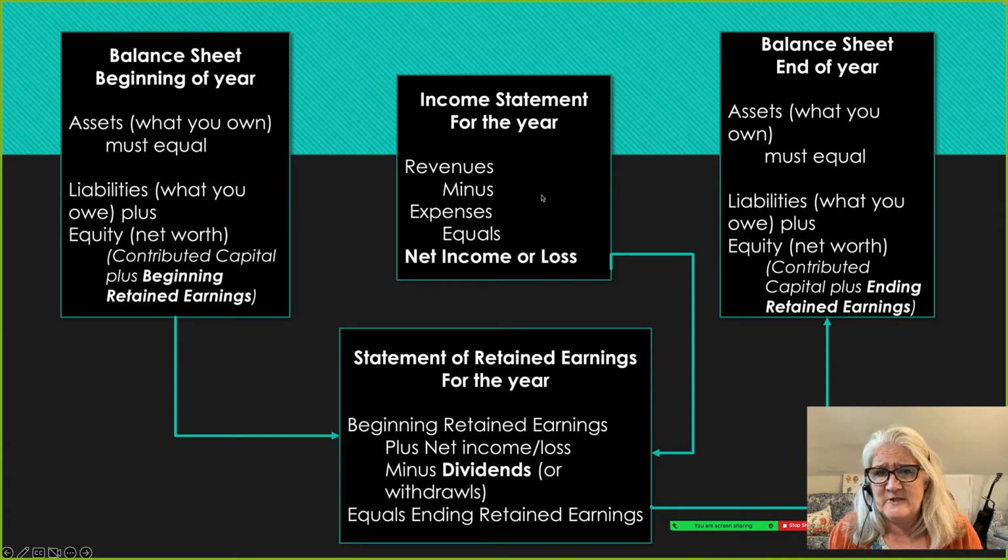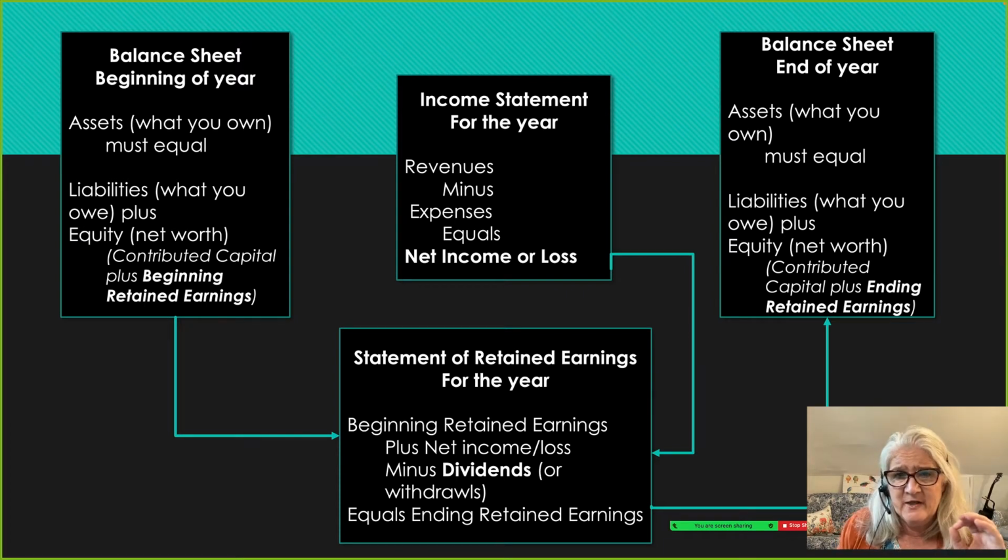And then over the course of the year, you generate income, you buy things, you sell things, you spend money, and you hopefully generate a profit. That also goes into the statement of retained earnings. And then you have your ending retained earnings as well, which gives you the retained earnings in the end of the year balance sheet. In your retained earnings statement, you start with your beginning retained earnings.